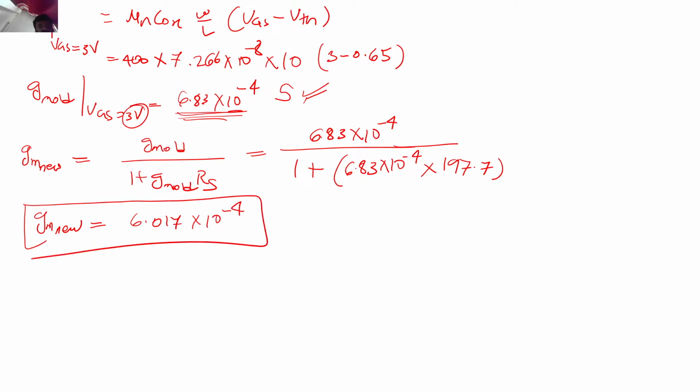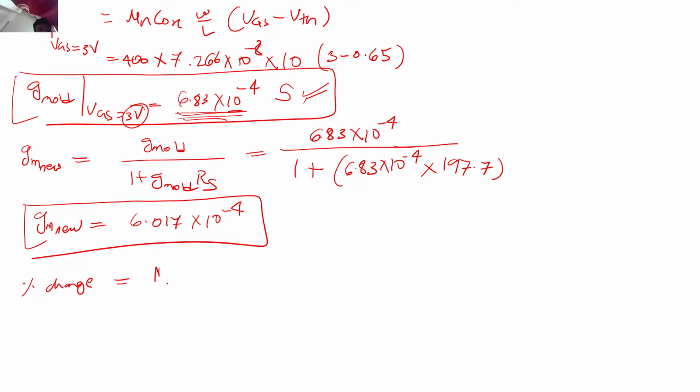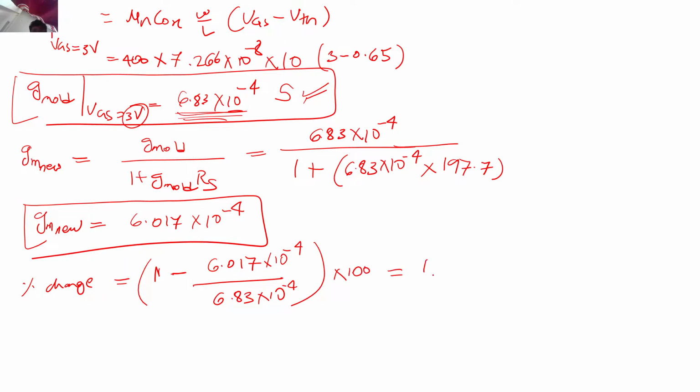So this is your new Gm value and this is your old Gm value. If you want to calculate the percentage change, it will be 1 minus 6.017 × 10^-4 upon 6.83 × 10^-4, multiplied by 100. So this percentage change will come out to be around 11.9%.